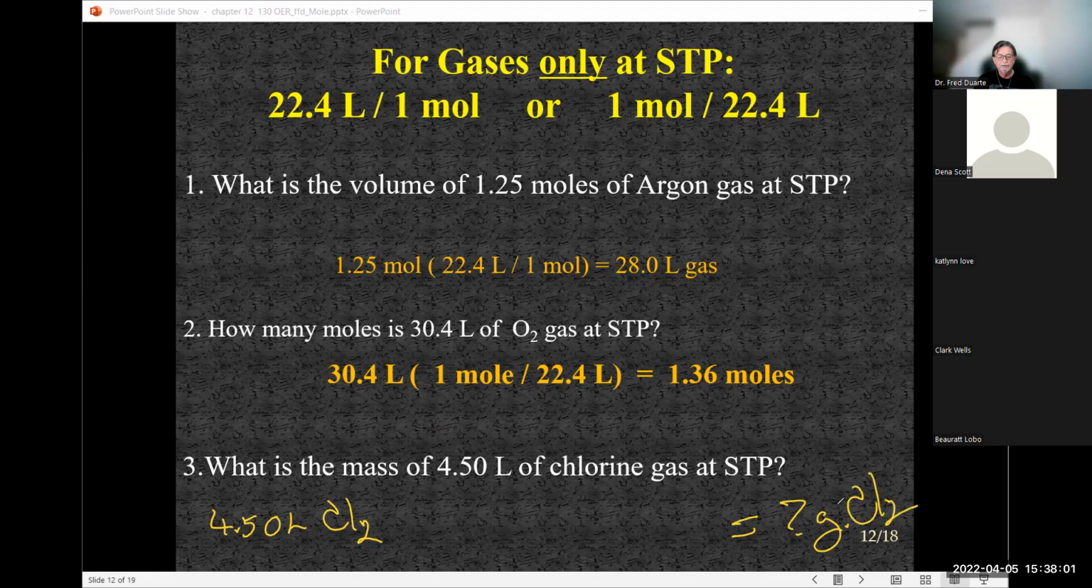All right. And so we are going to need a couple of factors here, right? I'm going to need the first factor to get me from liters to moles, which would be the relationship of 22.4 liters per mole at STP. And then once I have moles, I just simply need the molar mass of chlorine gas to get me to the mass.